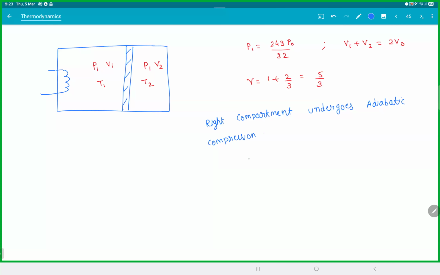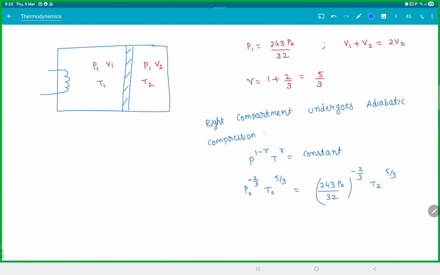Once you got that, what is the adiabatic process correlation? P^(1 minus gamma) times T^gamma is equal to constant. Why am I using this? Because look at the question. They're talking about pressures and temperatures, isn't it? So initial pressure was P naught. 1 minus gamma, that would be minus 2 by 3. T naught power 5 by 3 is equal to, final thing, 243 P naught by 32 whole power minus 2 by 3, and the final temperature is T2 power 5 by 3.